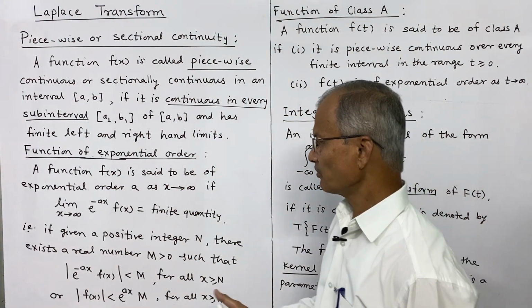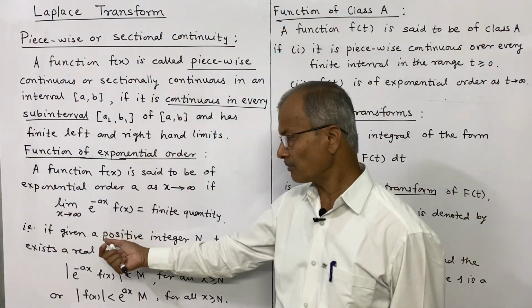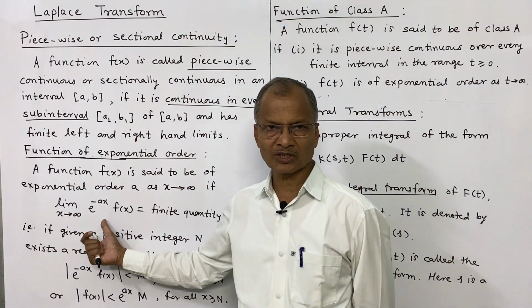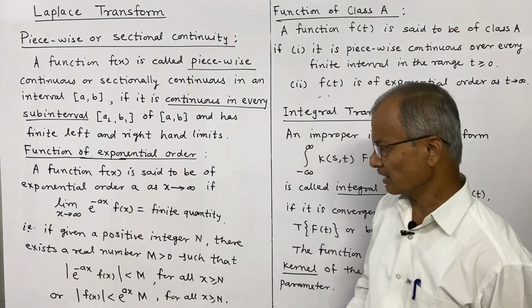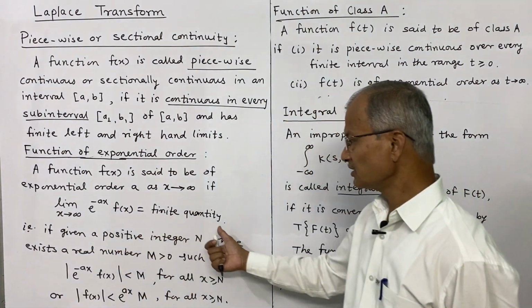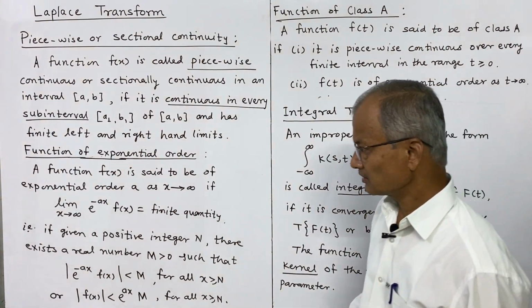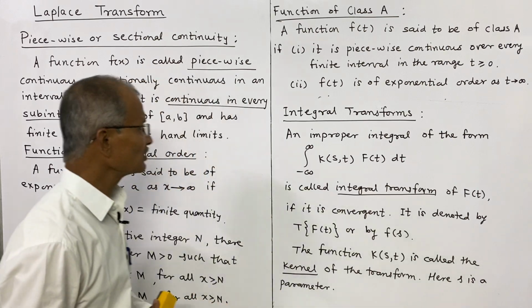So why is it said to be exponential order? Because that function f of x is multiplied by this exponential function e power minus ax, and then the limit is taken as x tends to infinity. If this becomes a finite quantity, then the function is said to be of exponential order.